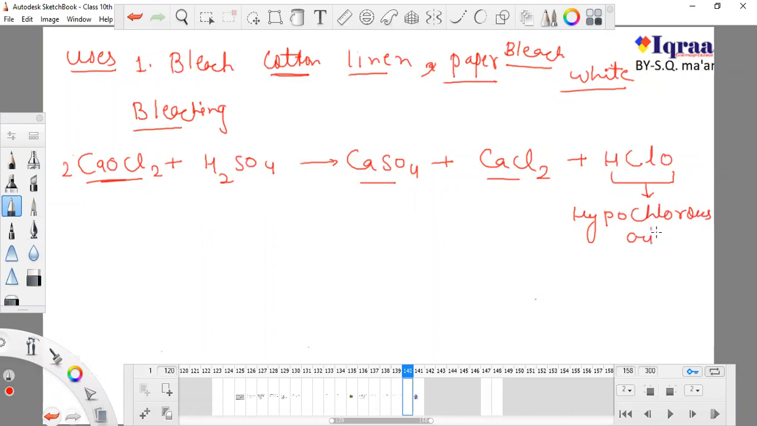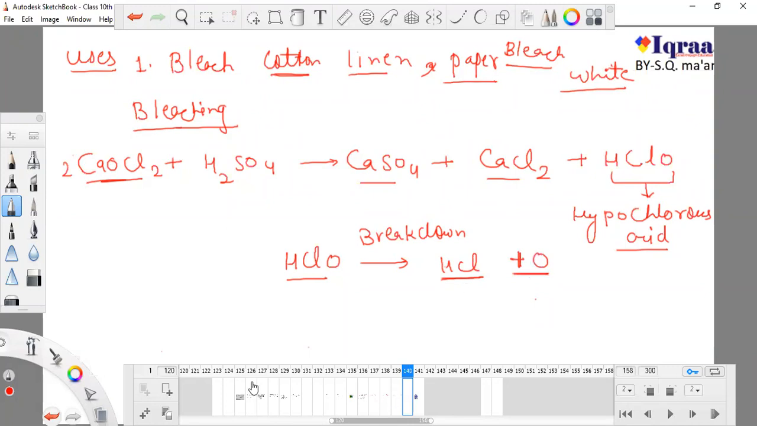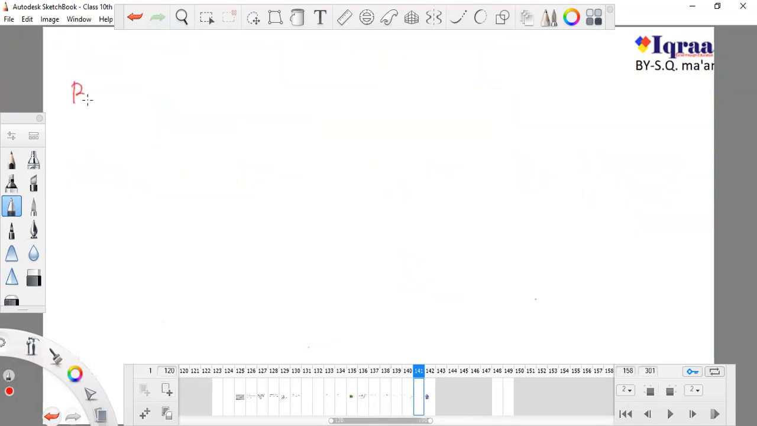Hypochlorous acid. Okay, so what should we do? We are going through a process which is known as bleaching. Now this HClO, which is known as hypochlorous acid, will again break down and form HCl, that is hydrochloric acid. Oh, okay, I told you another reaction. Wait, I'm telling you about bleaching.